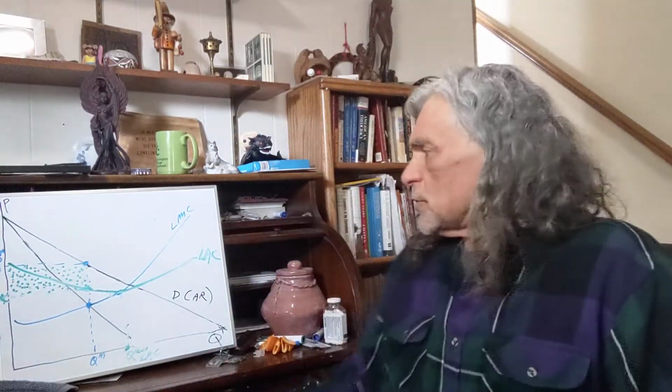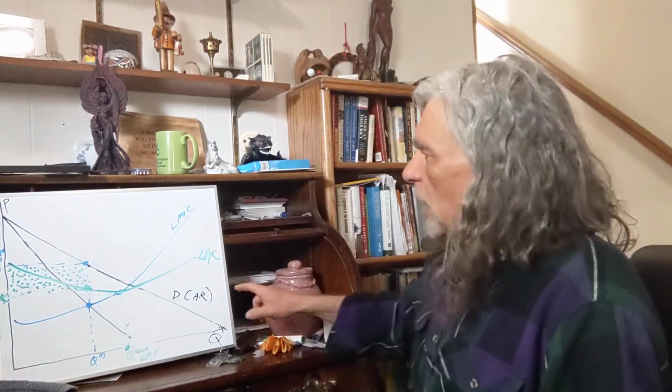Okay, long run profit maximization for the monopolist. A recapitulation. In the long run, what the monopolist is going to do is set marginal revenue equal to long run marginal cost. That determines the quantity of output that the monopolist will produce.